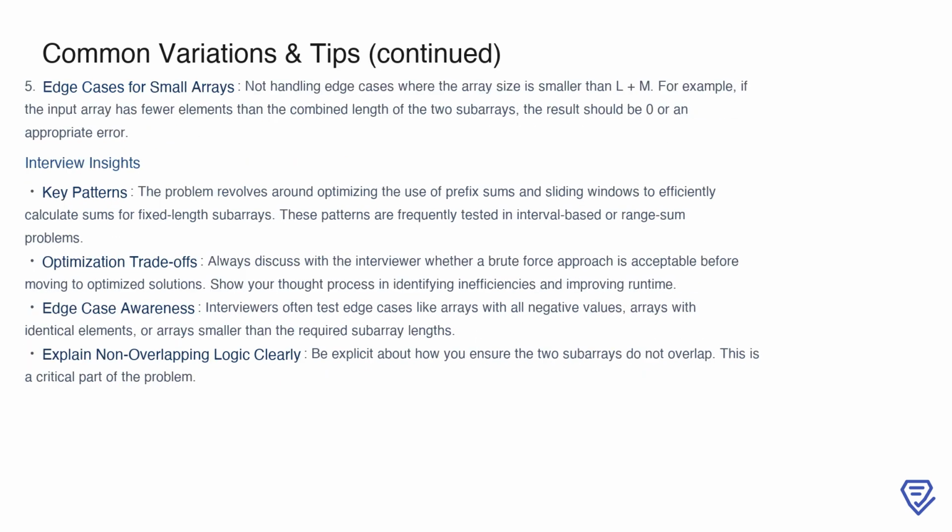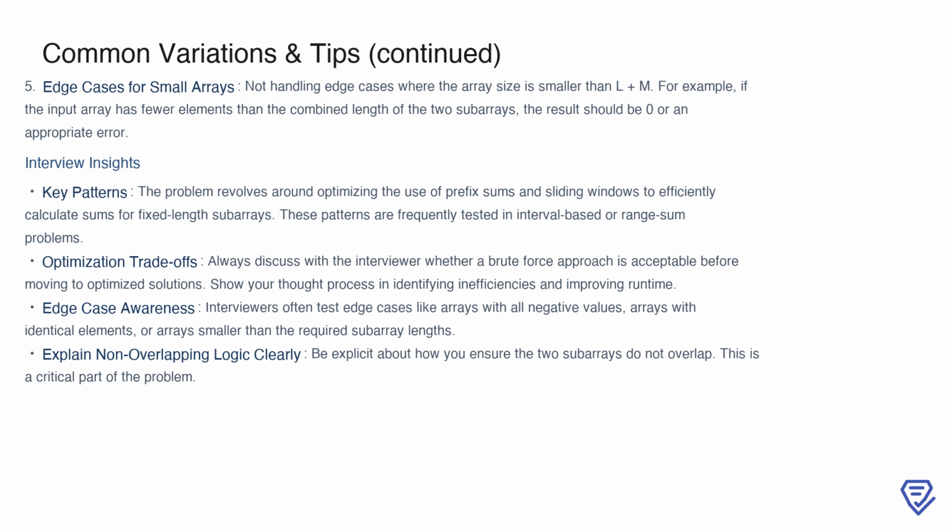Now, let's address edge cases and some interview-specific tips. For example, if the input array is smaller than the combined lengths of the two subarrays, the result should naturally be 0 or an appropriate error. Ignoring this edge case could lead to incorrect results.